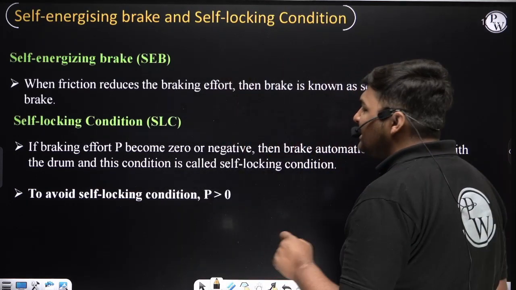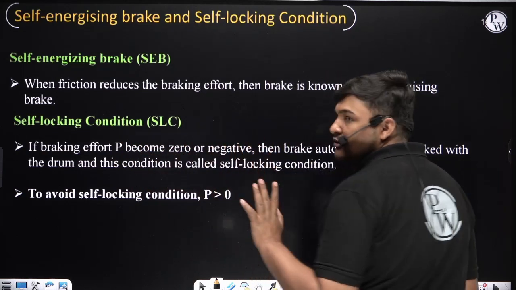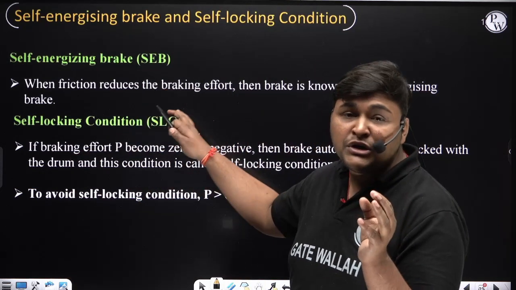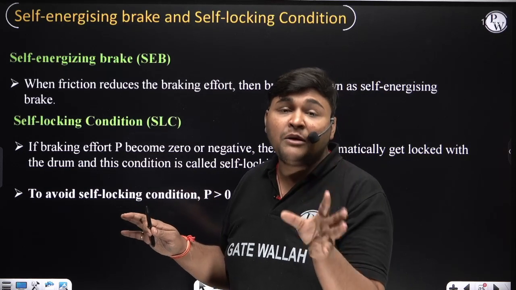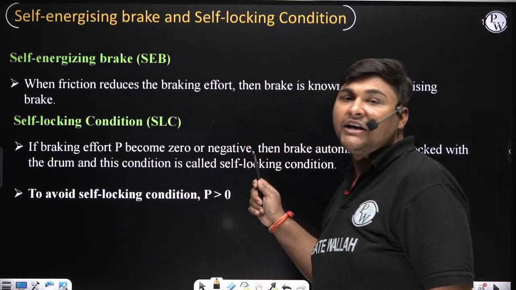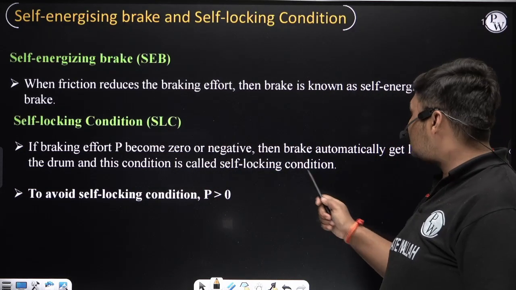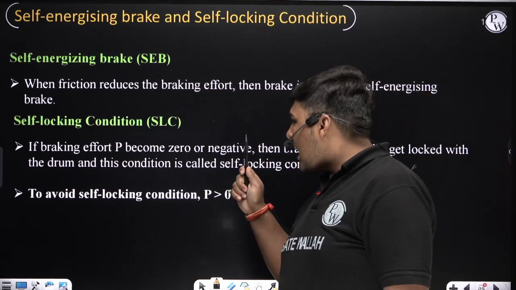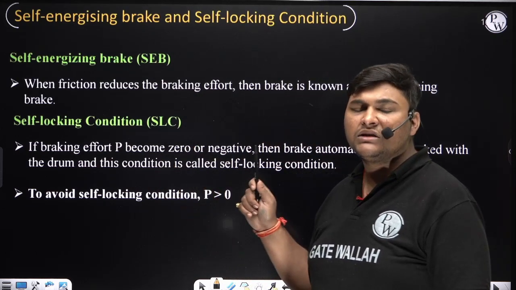Okay. Now, what is self-locking condition? If friction is reducing the braking effort, then that brake is self-energizing brake. But just imagine friction is reducing the effort so much that it is becoming 0 or negative. Then that special condition is known as self-locking condition, because in that condition the brake will get automatically locked. Whenever braking effort P is becoming 0 or negative, that condition is known as self-locking condition.